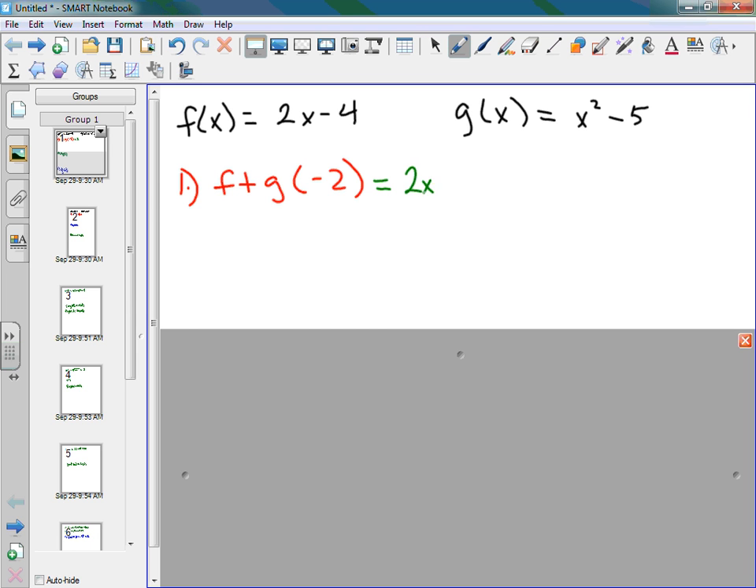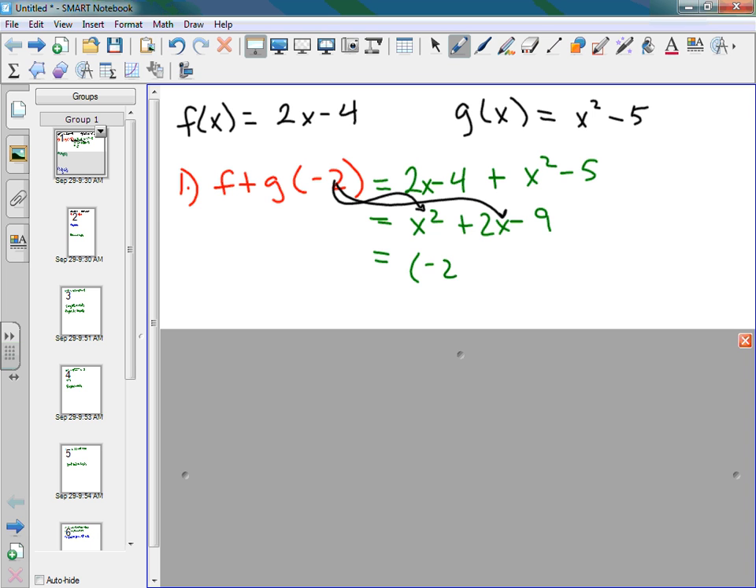F is 2x minus 4, g is x squared minus 5. You have two options. Steven said combine like terms. Let's say you are too lazy to do that. Can I plug -2 in right away? You absolutely can. So, if I combine like terms, I'm going to get x squared plus 2x minus 9. After I combine like terms, what should I do? Put -2 in.